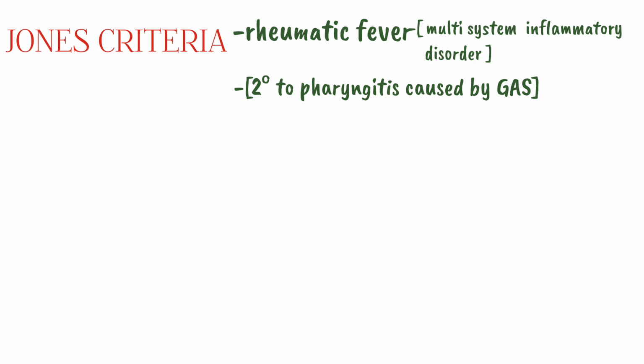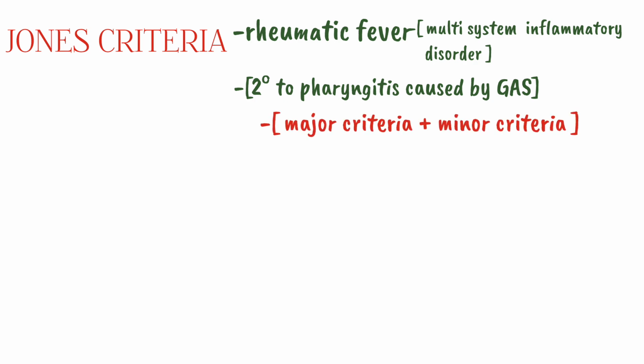Let's discuss Jones criteria. The Jones criteria is used for the diagnosis of rheumatic fever. Rheumatic fever is a multi-system inflammatory disorder which occurs secondary to the pharyngitis caused by group A beta hemolytic streptococci. The Jones criteria have two parts, the Jones major criteria and the Jones minor criteria.